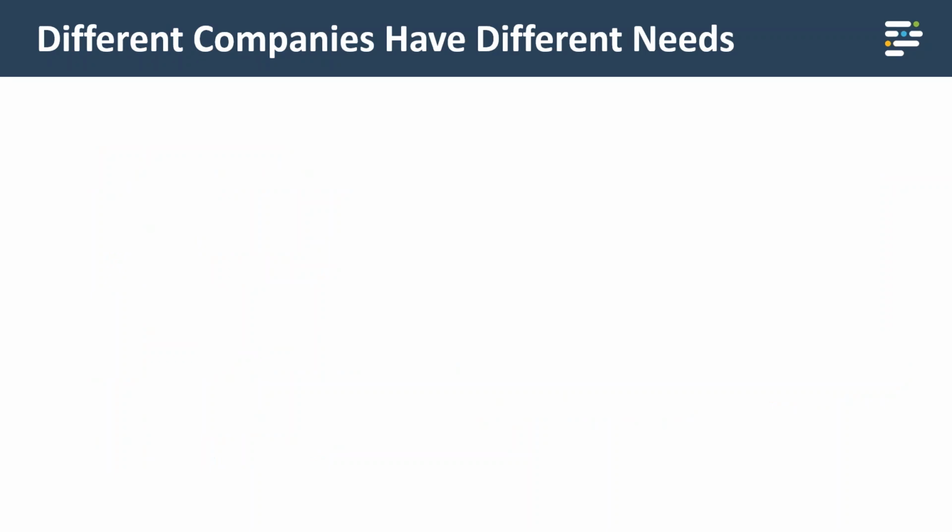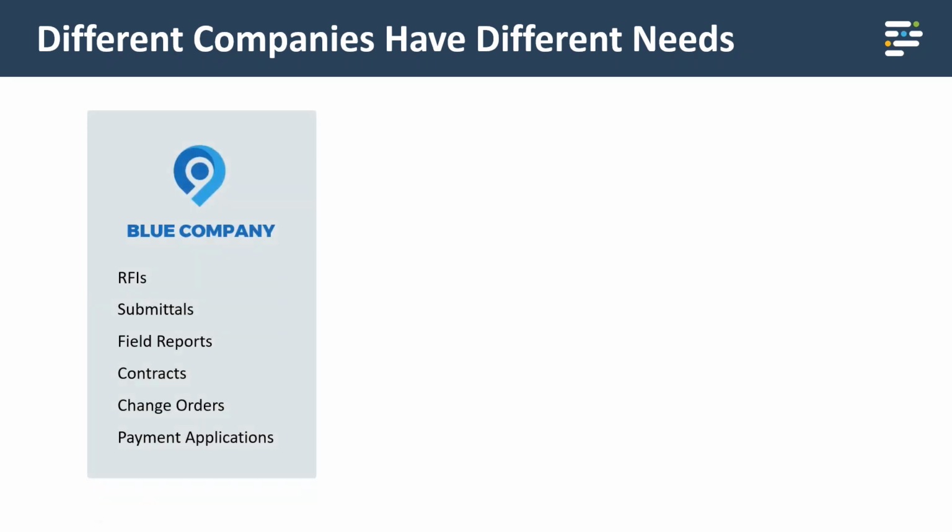We talk to a ton of companies every day, and each of those has their own idea of what a successful construction management platform might look like. Let's say for this example, we're talking to 3 different companies. If we were to ask each of those companies what processes and form types are most important to them, in most cases we really get 3 different answers. So for my example, I'm going to talk about 3 different companies.